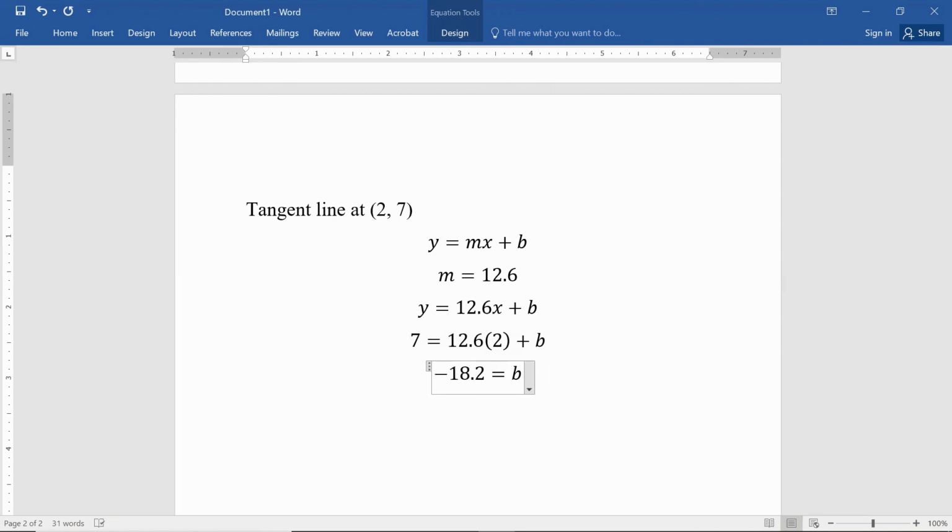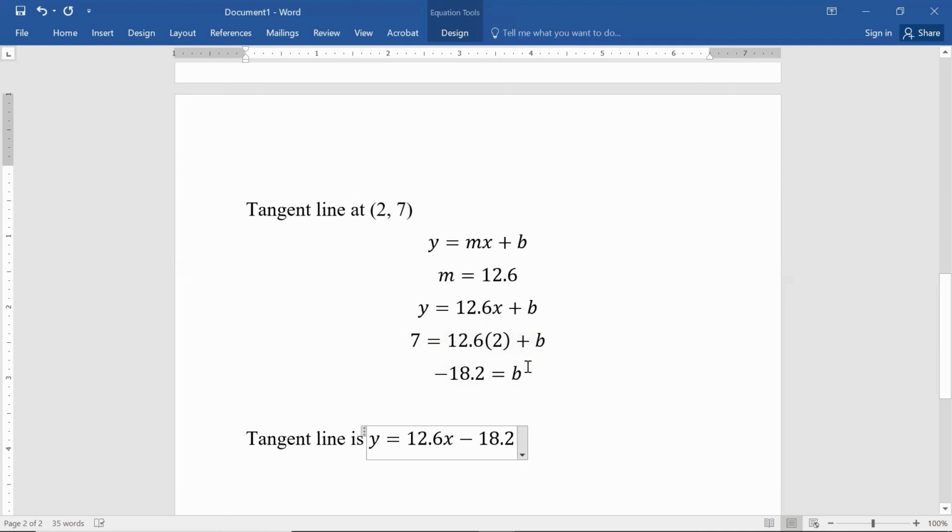We have the slope, we have the b value, therefore we know the tangent line. Tangent line is the line y equals 12.6x minus 18.2. So that's the tangent line at the point 2,7.